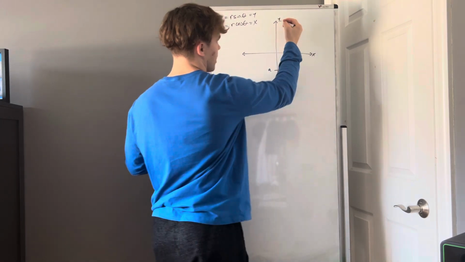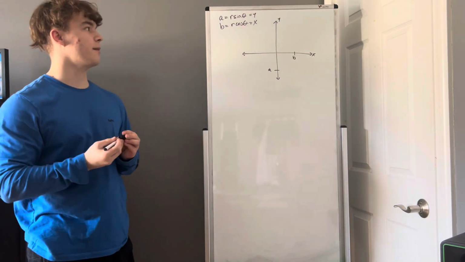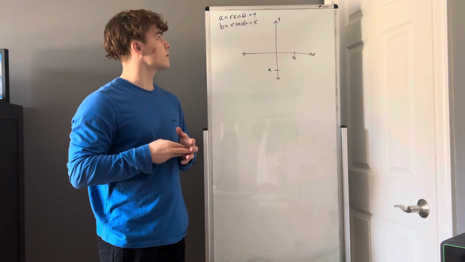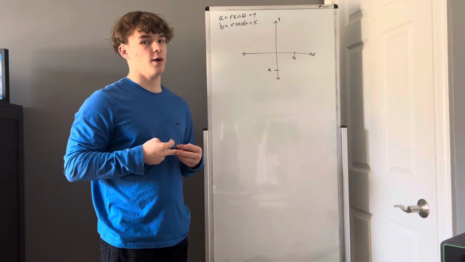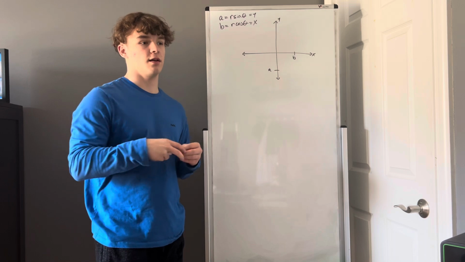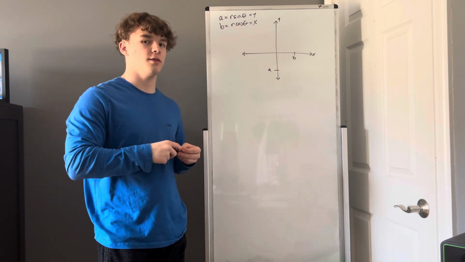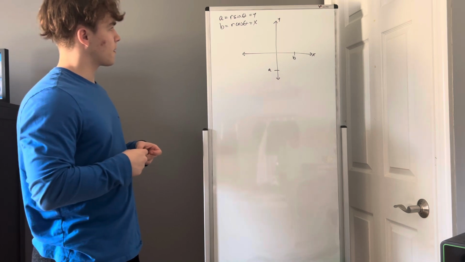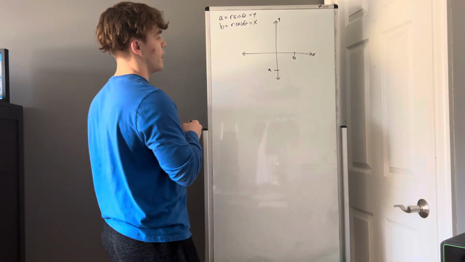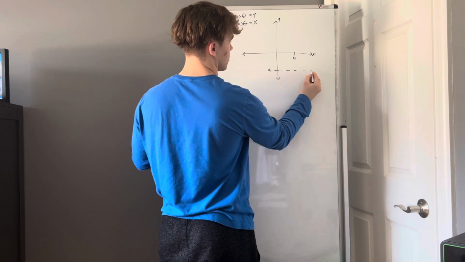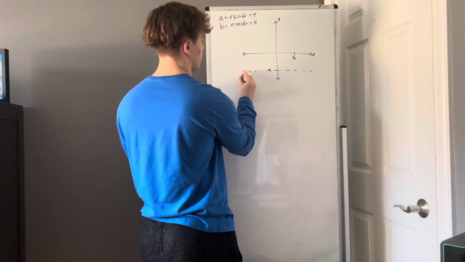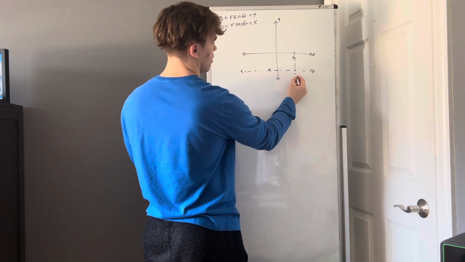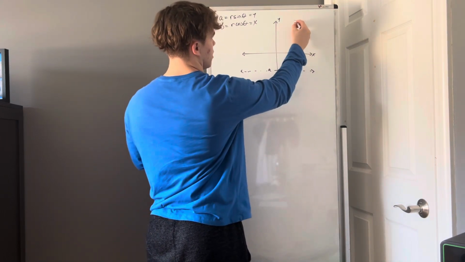Remember, we still use x and y for our plots. R and theta are just a different way to represent it. It's not a completely different space. It's not like imaginary numbers at all. So, y equals A, a horizontal line at A. X equals B, a vertical line at B.